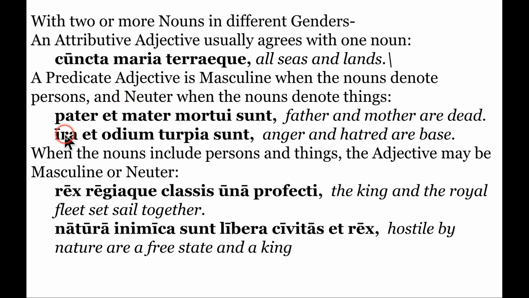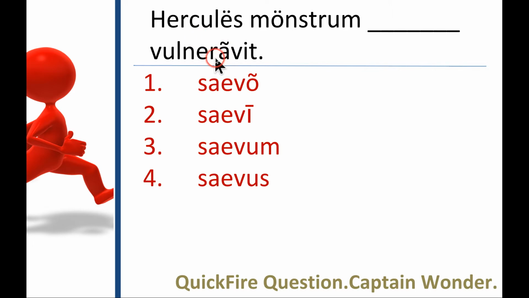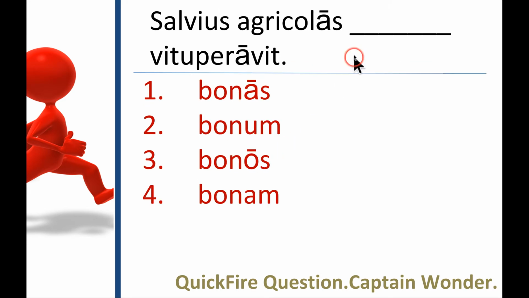Now, what if you have a mixed gender? It always goes masculine. Ira et odium are evil, are base. So therefore, pretty well set, not too worried about. So Hercules vulneravit, Hercules wounded the monstrum, accusative object phrase. And because monstrum is a three-termination adjective and it's neuter, following second neuter, it happens to also have the same ending as the noun. Don't expect that on the National. Instead, you should expect something like this: Salvius vituperavit, curse the agricolas, the farmers.